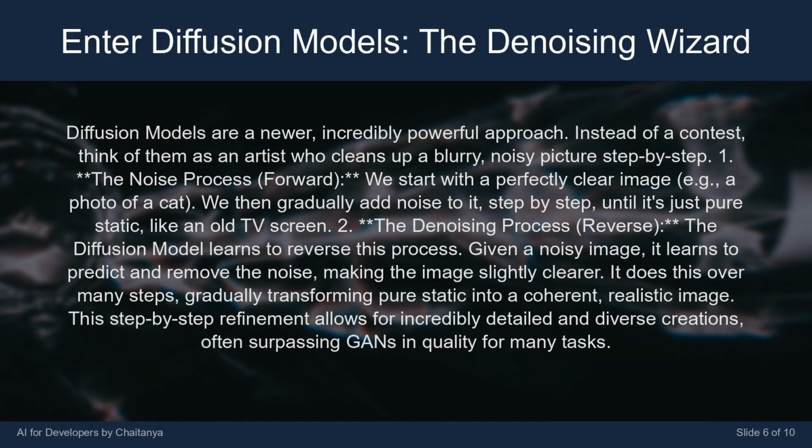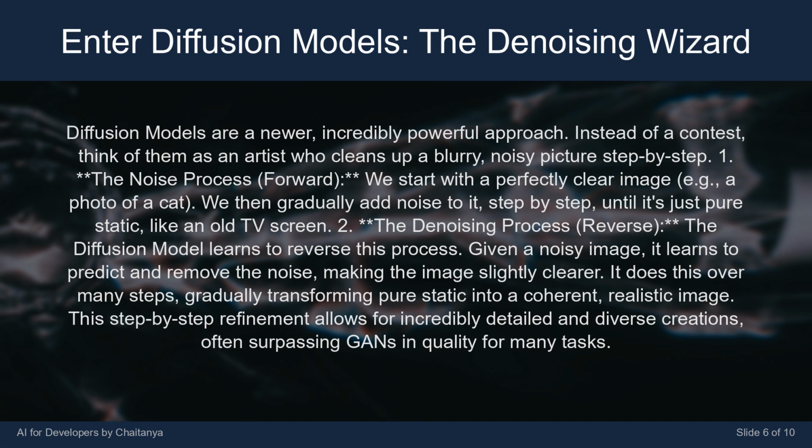Diffusion models are a newer, incredibly powerful approach. Instead of a contest, think of them as an artist who cleans up a blurry, noisy picture step by step. 1. The noise process. Forward. We start with a perfectly clear image, e.g., a photo of a cat. We then gradually add noise to it, step by step, until it's just pure static, like an old TV screen.